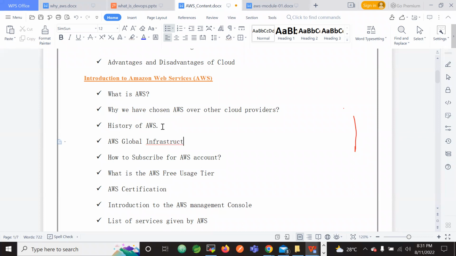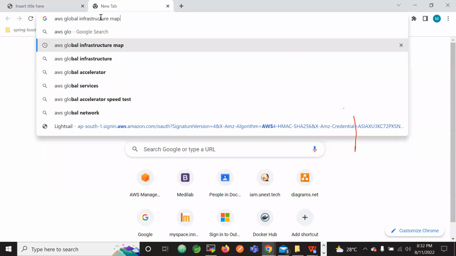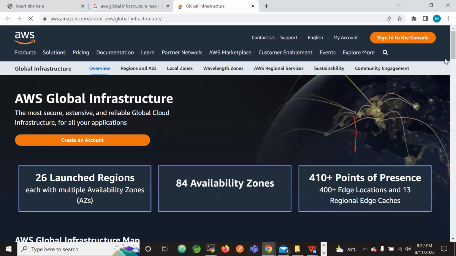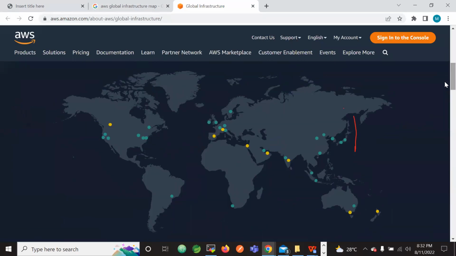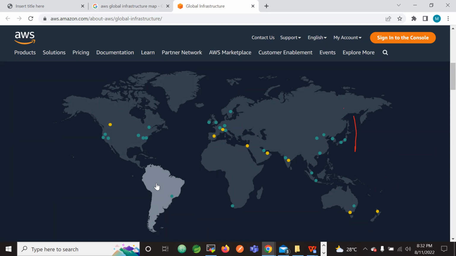I will explain. Maybe what I'm writing at this moment you don't know, but when the time comes, it will be understood. AWS global infrastructure means overall the globe. Let me type in the browser, AWS global infrastructure map, and scroll down. See this map. It shows in which countries the AWS services are hosted, what the regions are, what the countries are, and what the availability zones are.